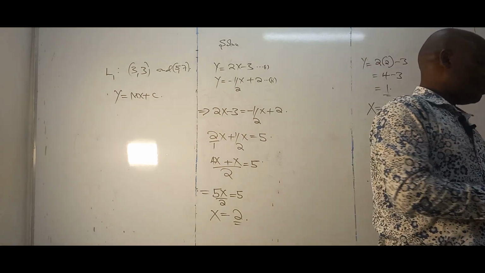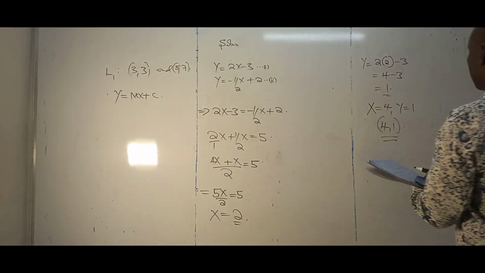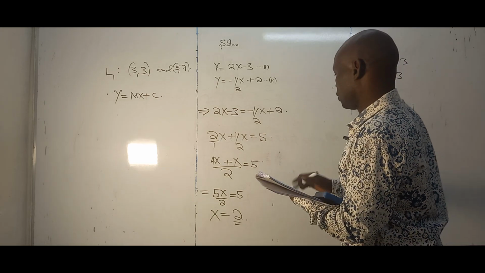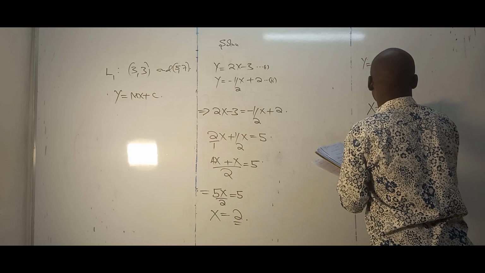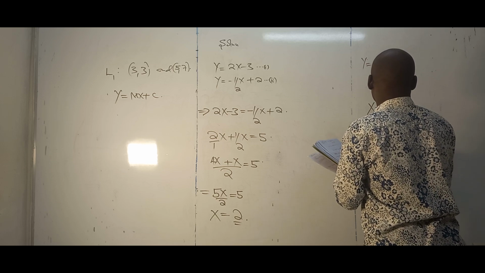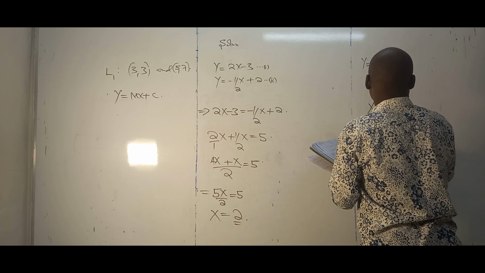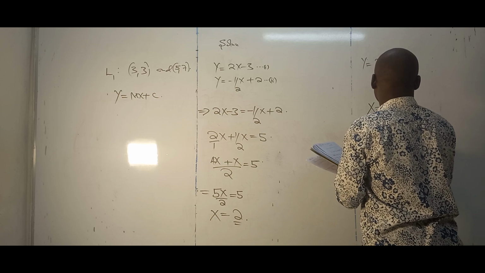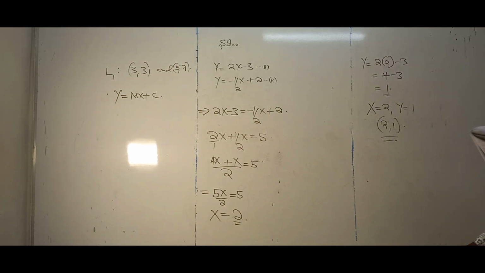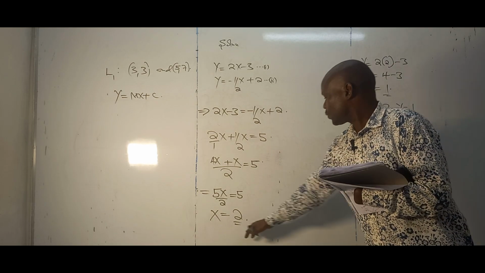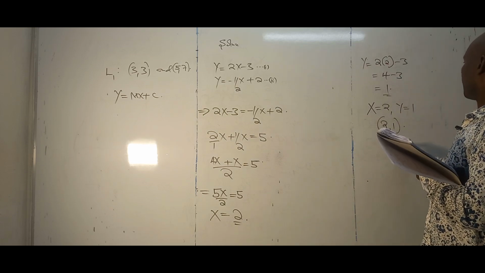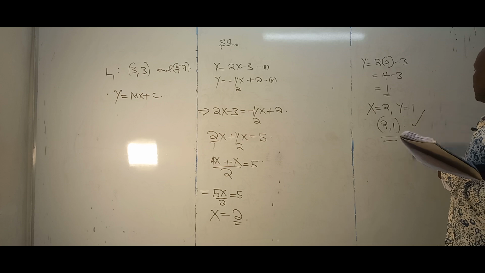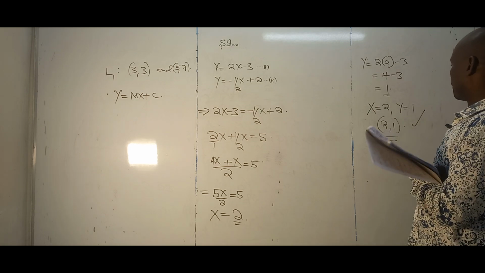No, it was 2. X is 2, not 4. X is 2. Yes, those are the answers. So we have x is 2 and y is 1. Those are the coordinates for the point of intersection.